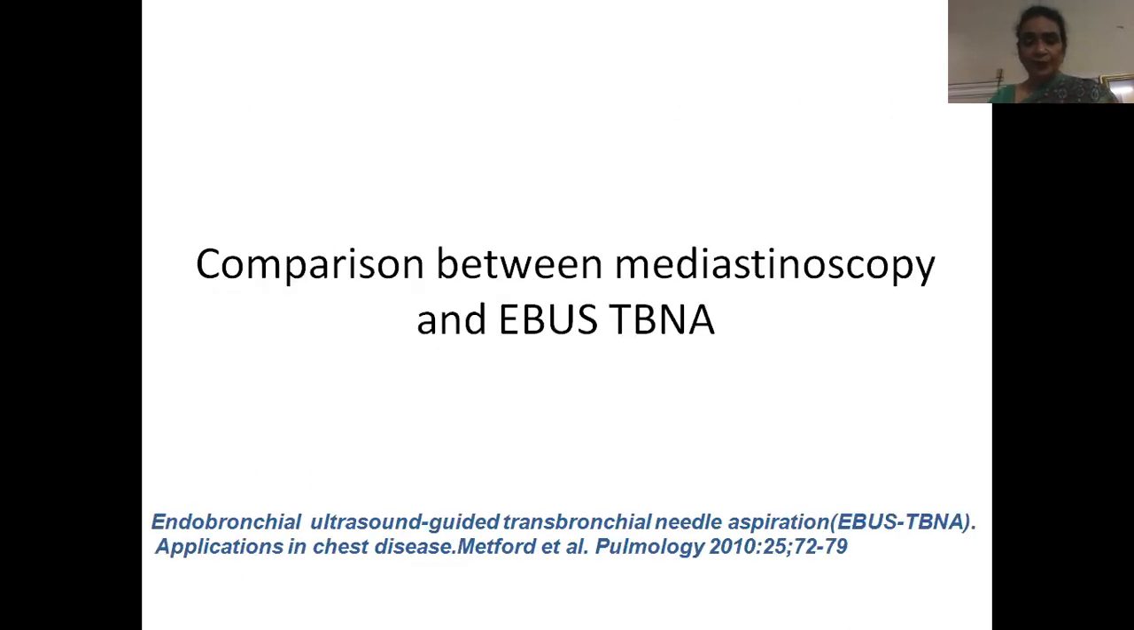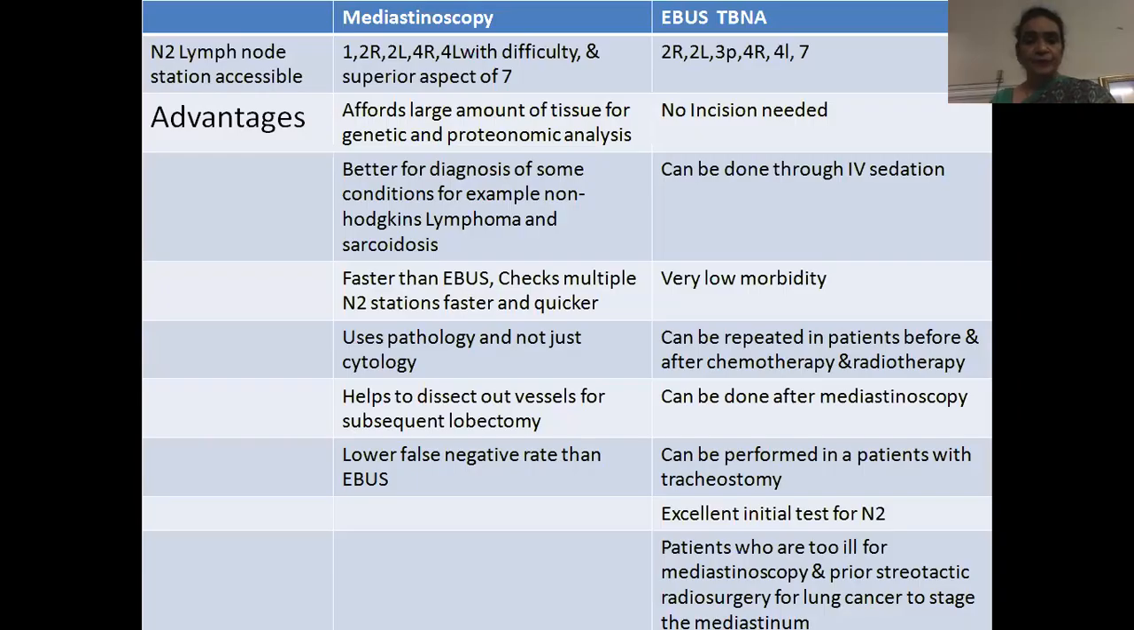Now, comparison between mediastinoscopy and EBUS TBNA. Mediastinoscopy can access lymph nodes in stations 1, 2R, 2L, 4R, 4L, and, with difficulty, the superior aspect of 7. The advantage is that it affords a large amount of tissue for genetic and proteomic analysis, and is better for diagnosis of some conditions, for example, non-Hodgkin's lymphoma and sarcoidosis. It is faster than EBUS, checks multiple N2 stations quickly, uses pathology and not just cytology, helps to dissect out vessels for subsequent lobectomy, and has a lower false negative rate than EBUS.